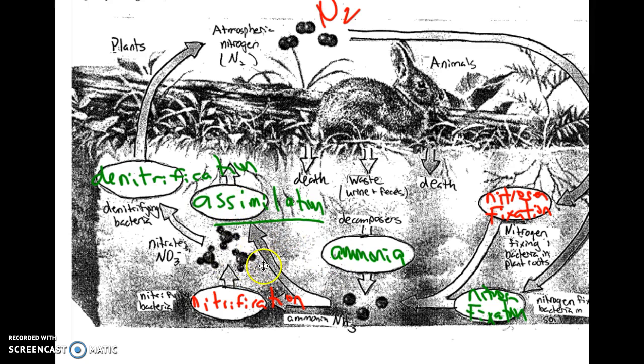The only way that all the nitrates and ammonia get back into the atmosphere is through denitrifying bacteria, denitrification, where there are other types of bacteria that turn nitrates and ammonia back into nitrogen gas, completing the cycle of nitrogen.